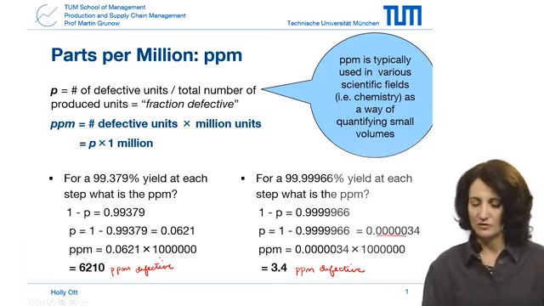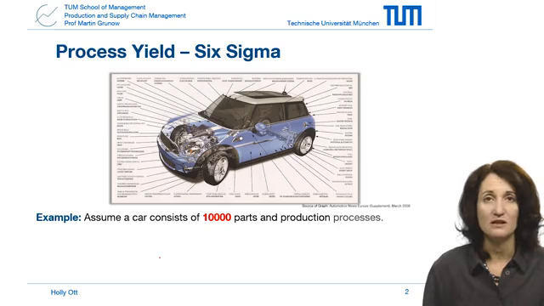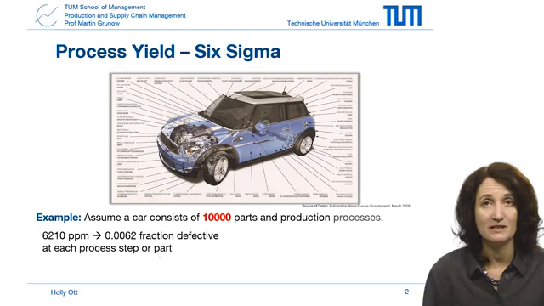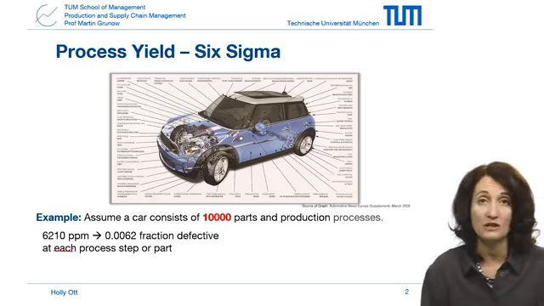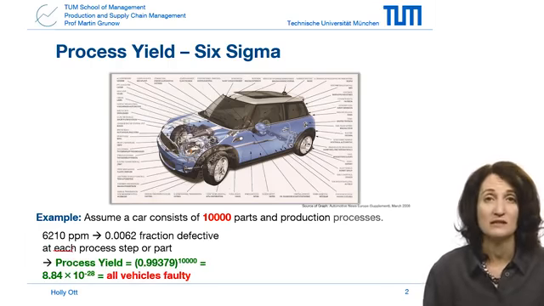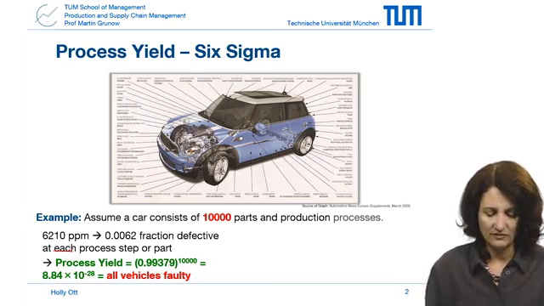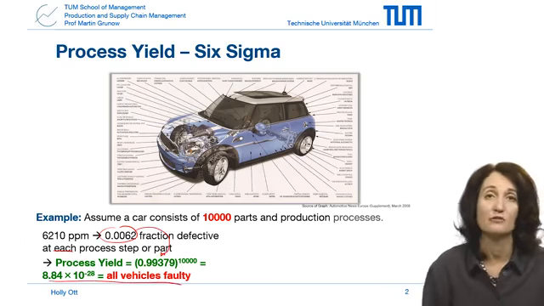So closely related, of course. Now, we have our car example. If we have a car consisting of 10,000 parts and production processes, and if we have 6,210 parts per million defective for each of those process steps, or for each part, this then means our overall process yield, as we said before, is going to be 0.99379 to the power of 10,000. So again, we took our fraction defective and we converted that then into the 1 minus P, and all of our vehicles will be faulty.